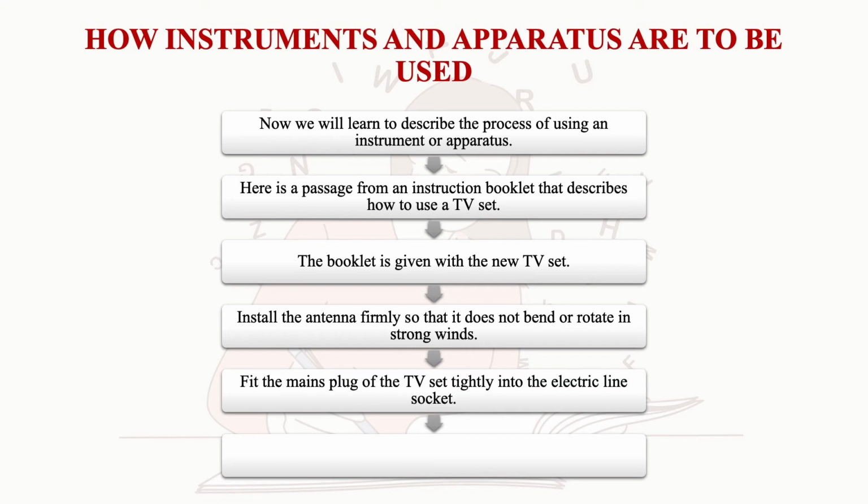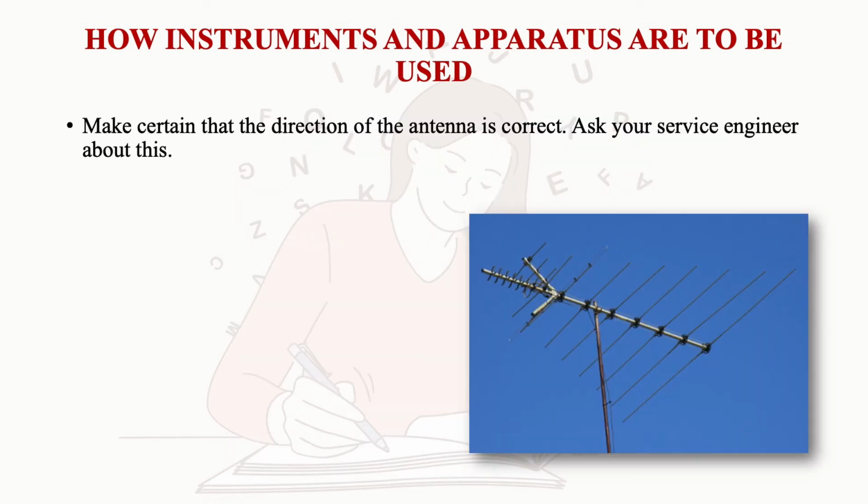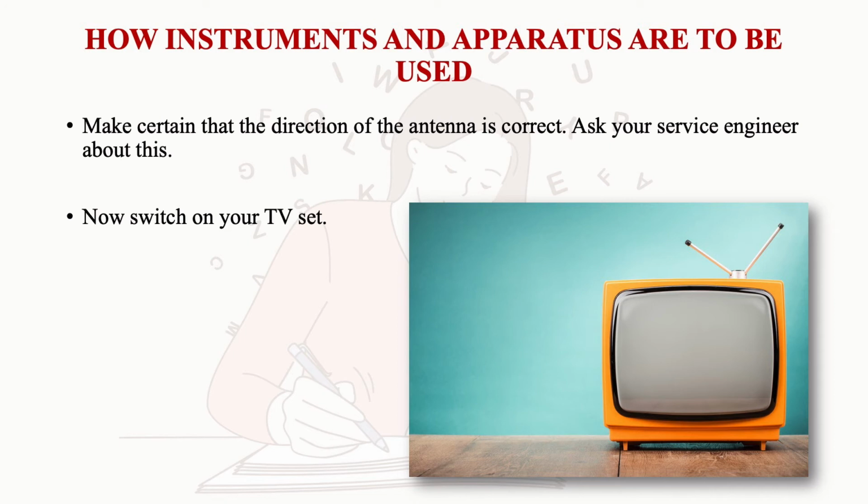Number 2, fit the mains plug of the TV set tightly into the electric line socket. Number 3, connect the antenna wire tightly onto your TV set. Number 4, make certain that the direction of the antenna is correct. Ask your service engineer about this. Number 5, now switch on your TV set.